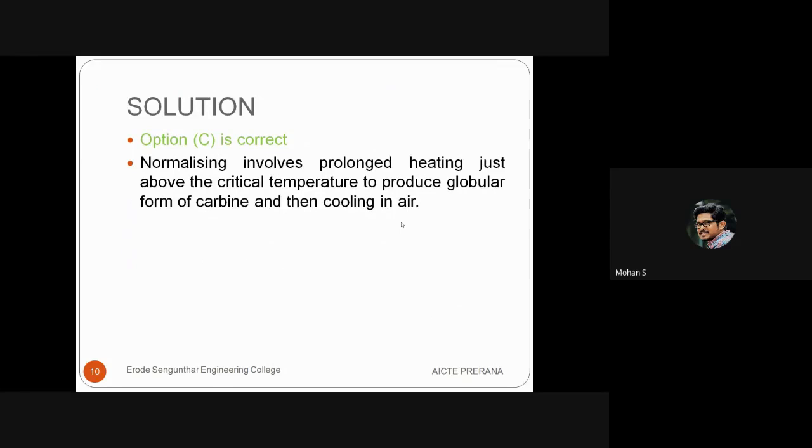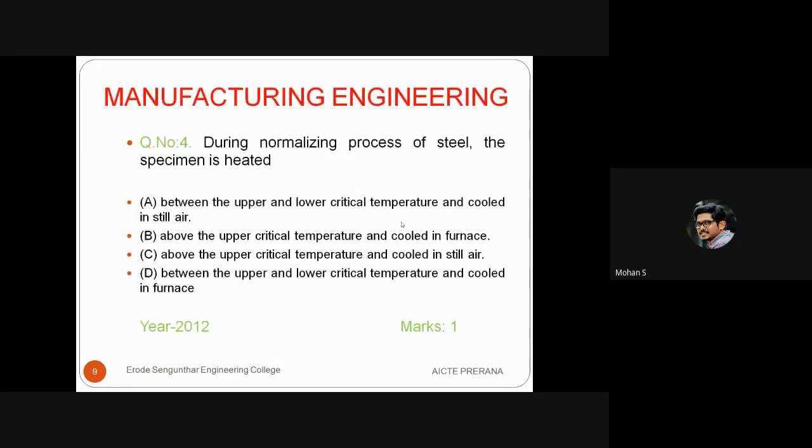Okay. So option C comes like this. As I already explained, they have given what normalizing means. Okay. Normalizing involves prolonged heating just above the critical temperature to produce globular form of carbide and then cooling in air. Okay. The theme is that first the material is heated up to its upper critical temperature and allowed to cool in still air. Okay, that is the option. So that is what the normalizing process is all about.